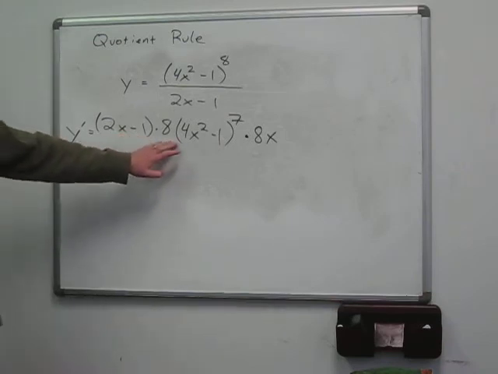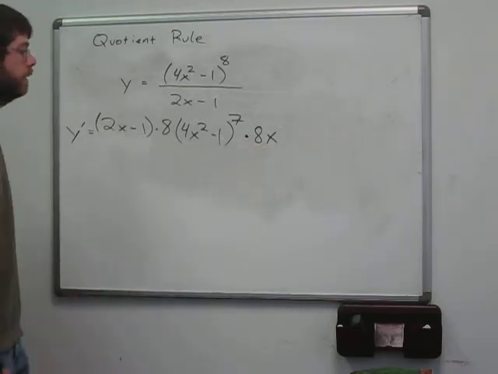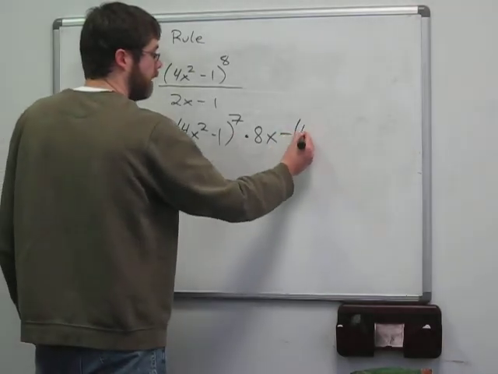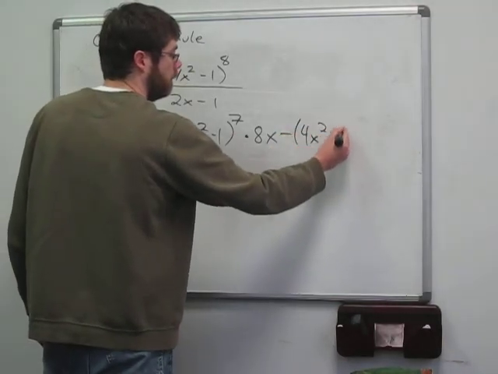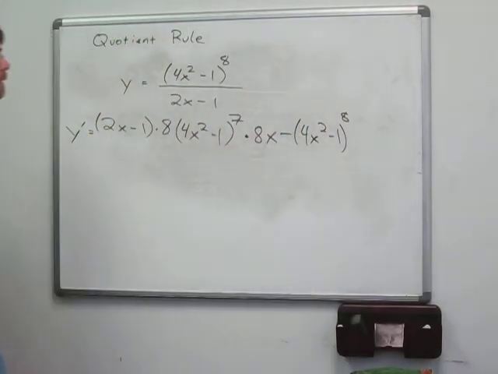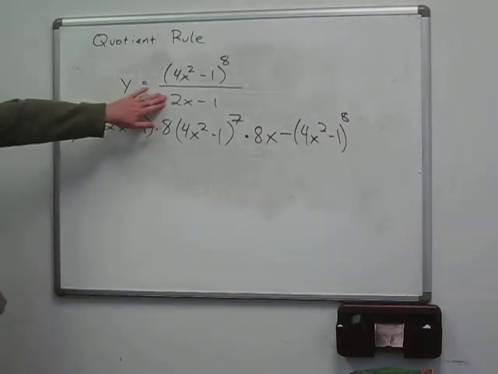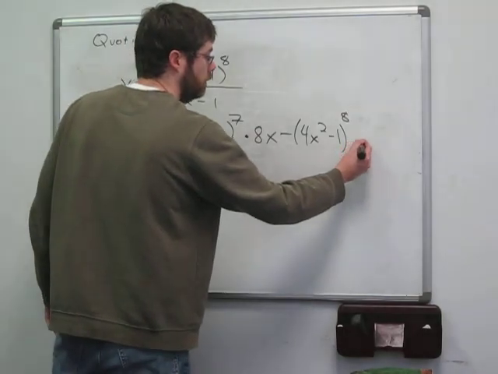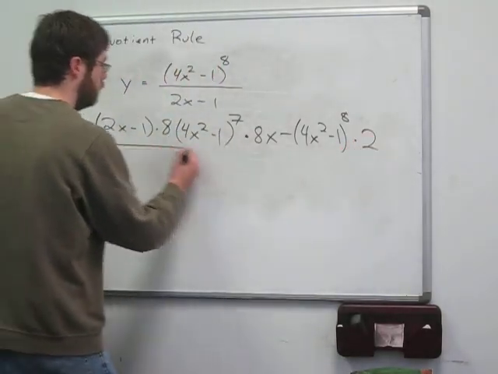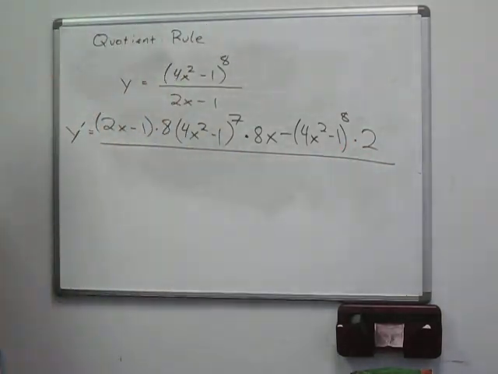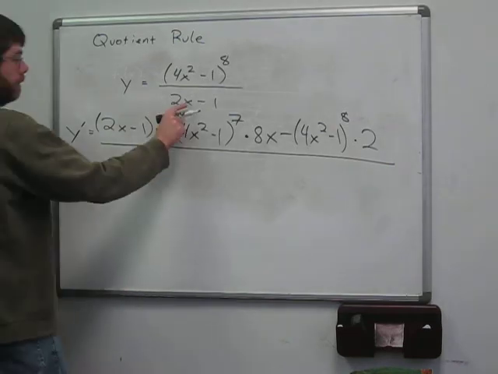So the bottom times the derivative of the top minus the top, 4x squared minus 1 to the 8th, times the derivative of the bottom. The derivative of the bottom is 2. And this will all be divided by the bottom squared.